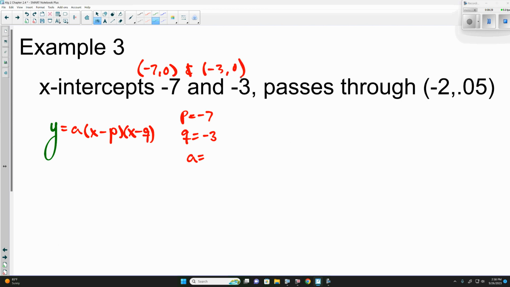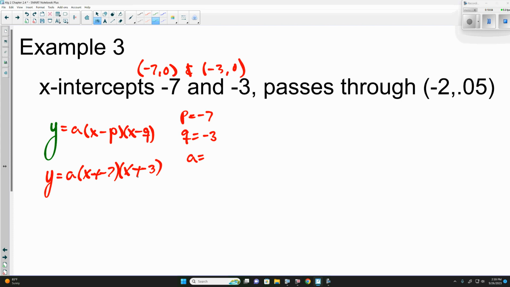Now the other way we could have written x-intercepts is as a point, because the y value at the x-intercept is always 0. Because an x-intercept is where it crosses the x-axis, and the y value at the x-axis is always 0. Now we could fill this information in, saying y is equal to a times x minus negative 7 times x minus negative 3. Well, our negative and negative would make a plus.